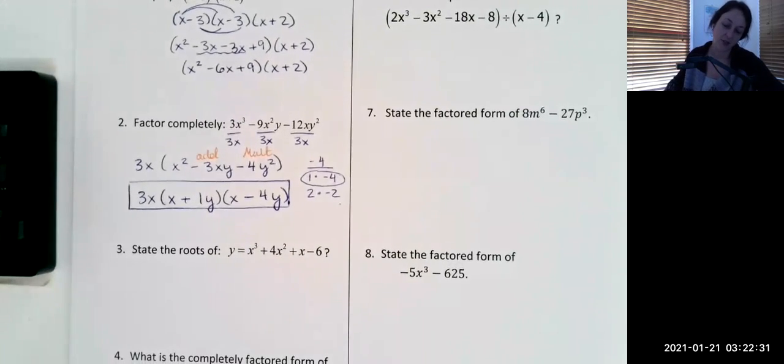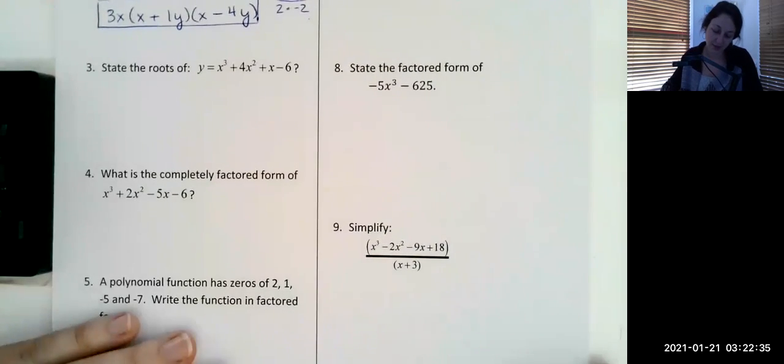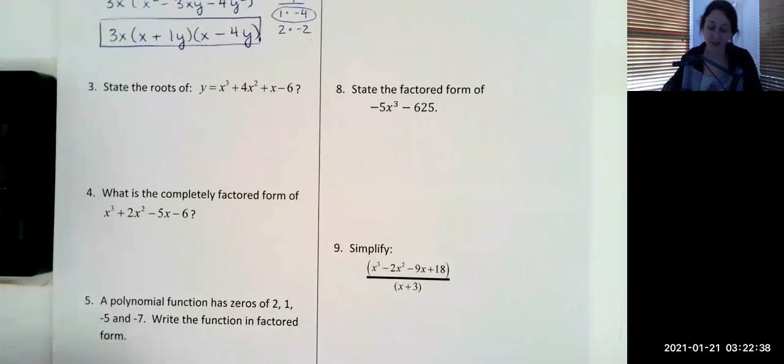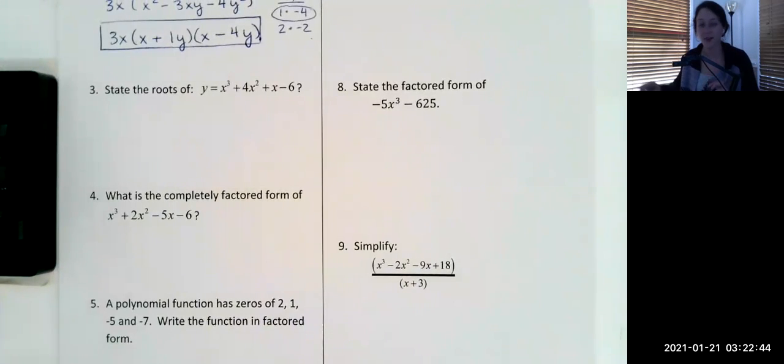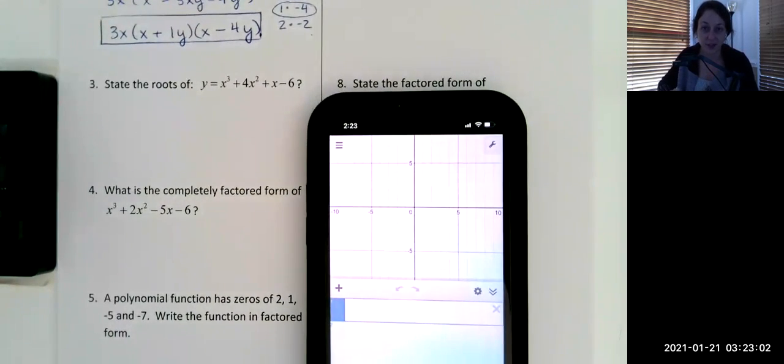And I'm going to actually jump ahead to number 4. Do I want to jump to number 4? It does say factor, but you know what? No, I'm not going to jump to number 4. I'm going to just go right on in order with numbers 3 and 4 because I get to use my friend Desmos. When it says state the roots, there is no reason to stress yourself out when all you need to do is check your roots in Desmos, the graphing calculator.